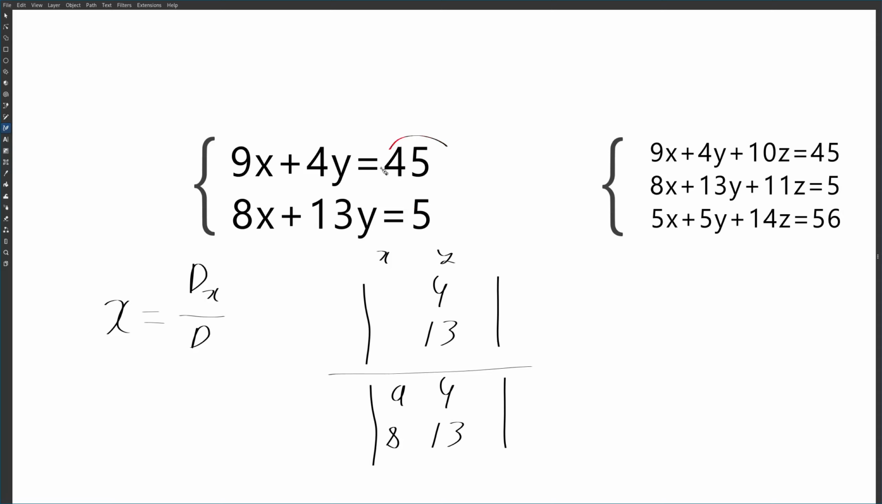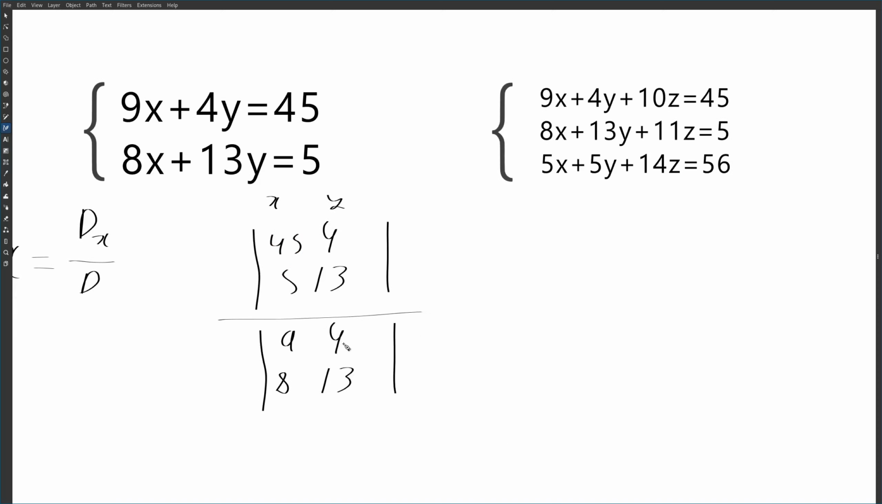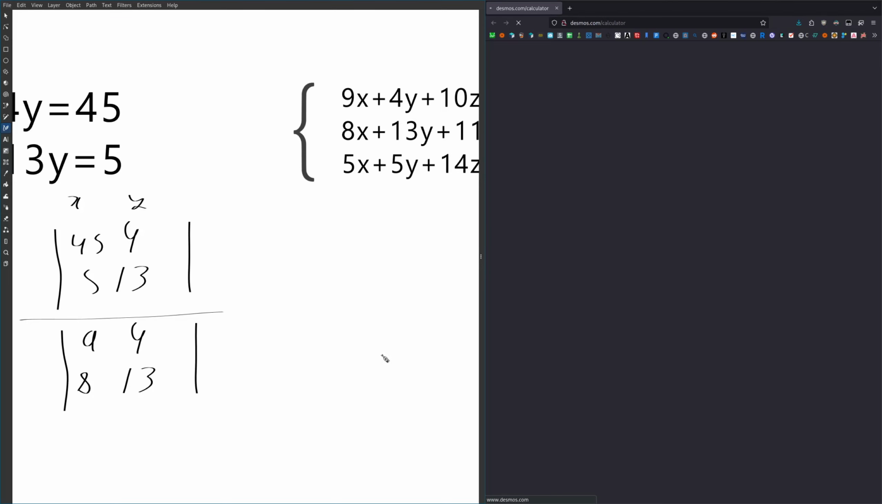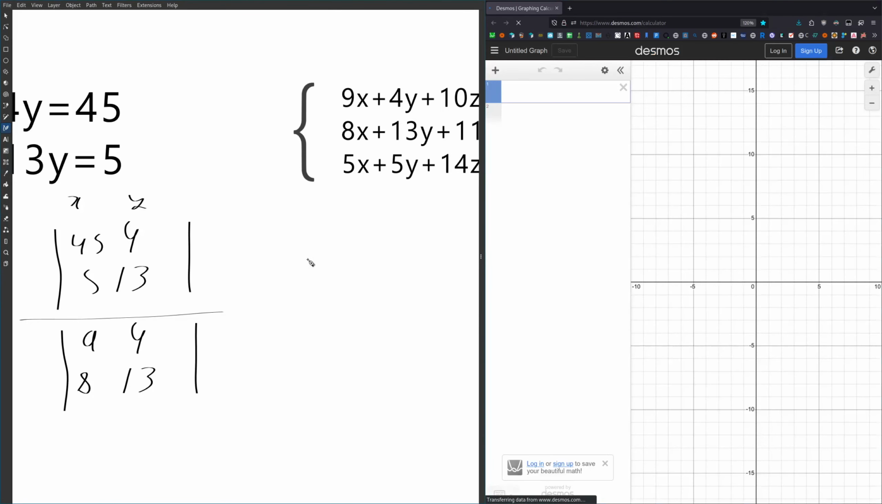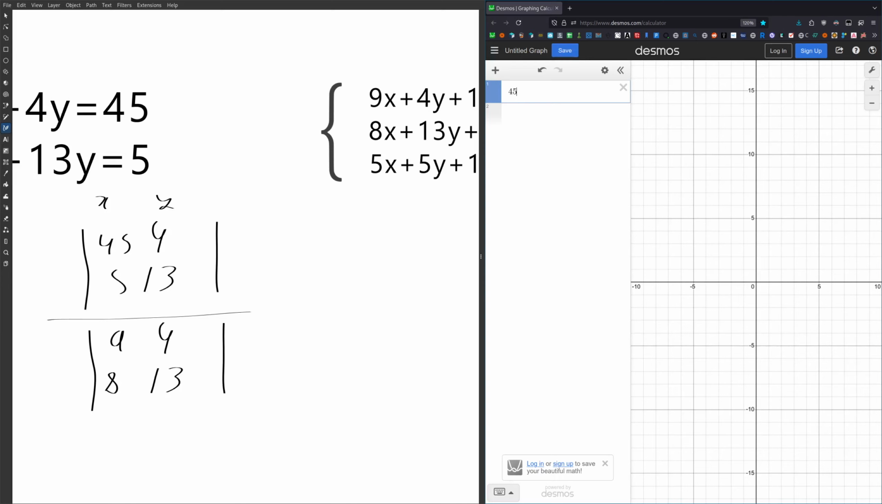So I'm going to circle that better. 45 and 5. So we're going to have 45, 5. And now we can just compute these determinants directly. I'm going to use a calculator for this. Okay, so the top is going to be 45 times 13 minus 20. Okay, so we're going to have 565 on the top. And this one on the bottom, which is 9 times 13 minus 32, which is 85.